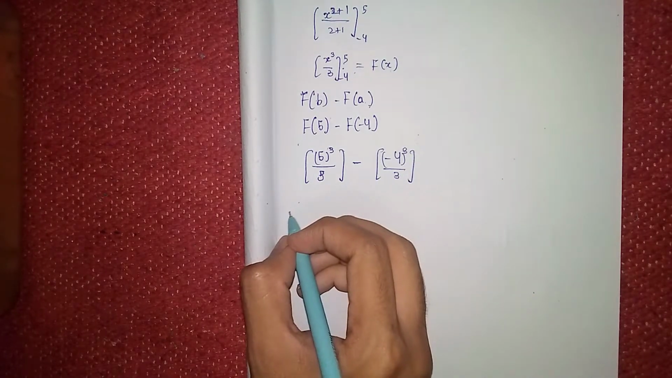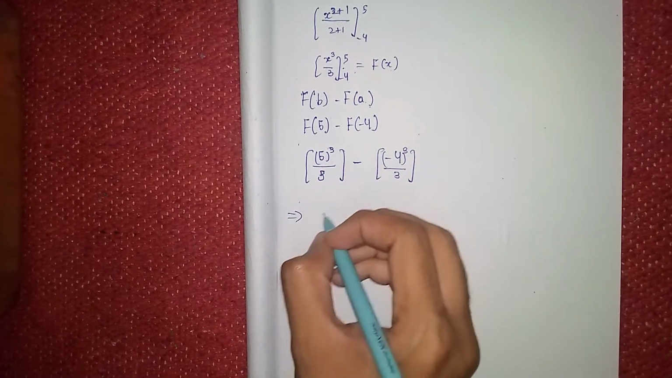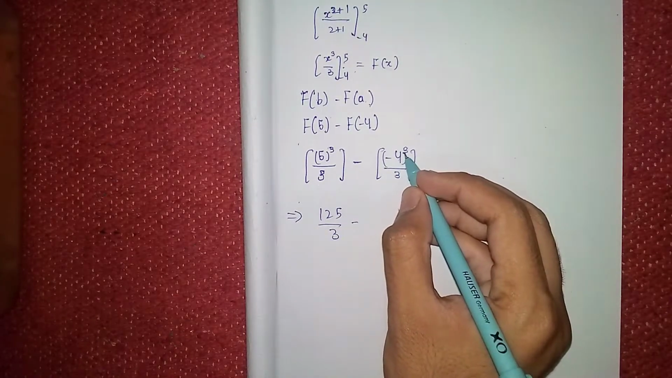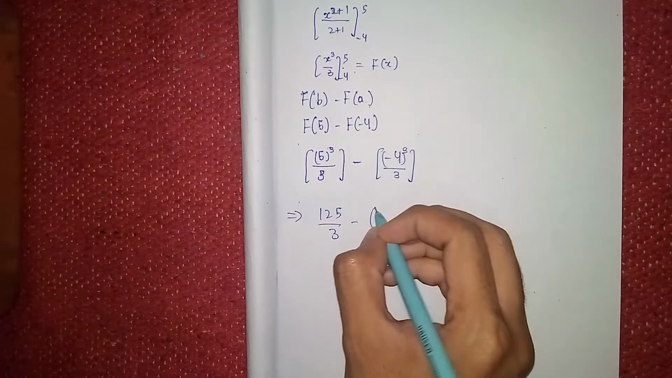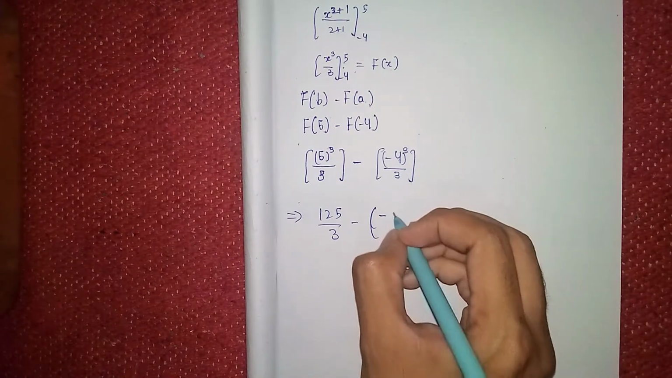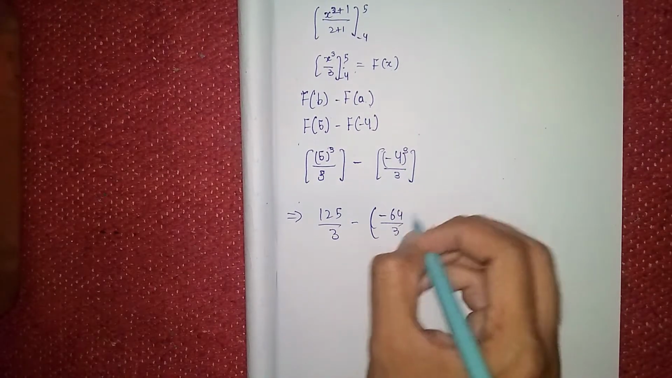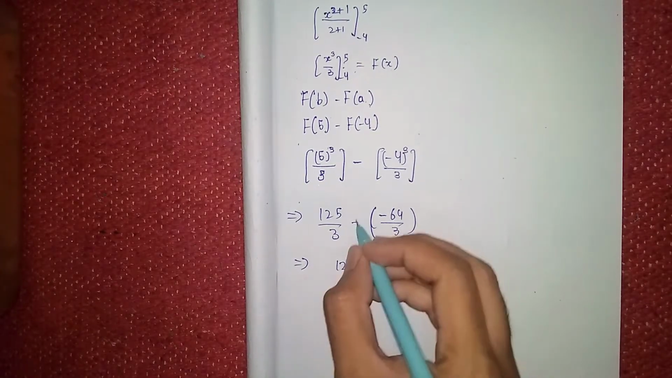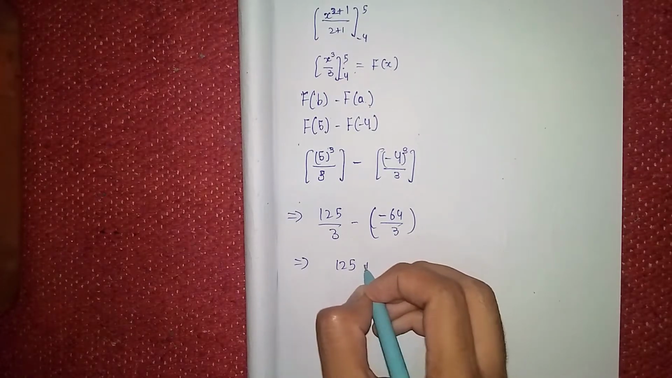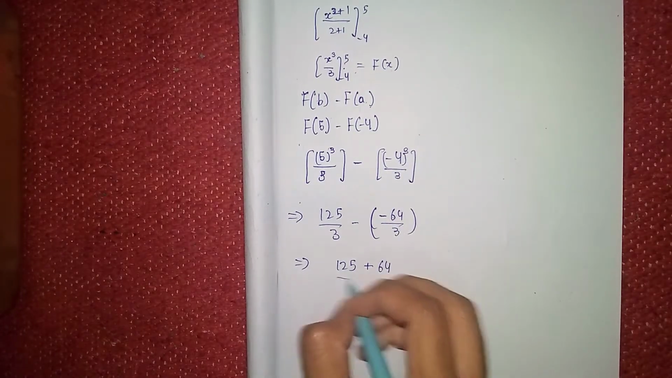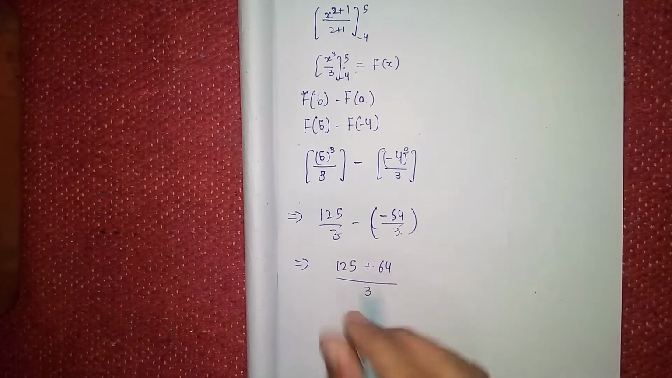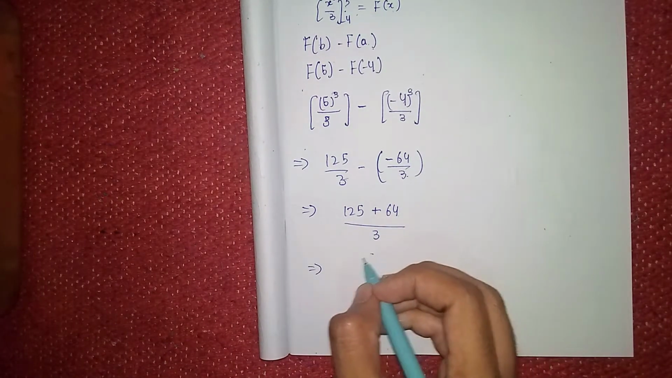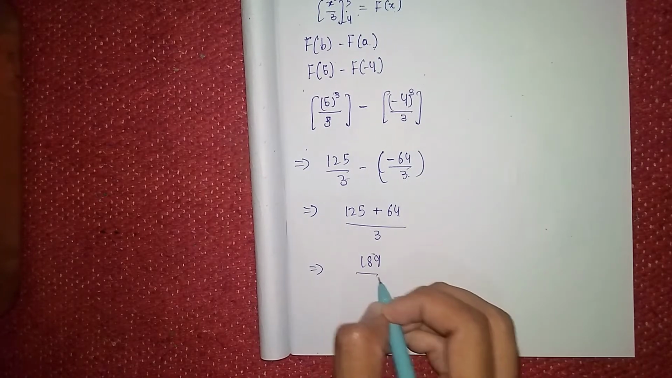Now here see, 5 cube means what? 125. 125 by 3 minus, minus 4 cube means minus 64 by 3. Now here it becomes 125 by 3, minus into minus plus 64 by 3. Take the LCM common here, so it becomes, now here see, 125 plus 64, it becomes 189 by 3.